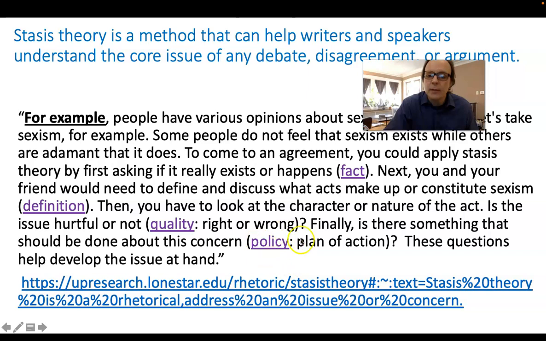And anytime you're trying to decide on a topic, and again, you can see how you could go through all these questions with any topic to help you get to a manageable or an arguable topic. So what's our plan of action?